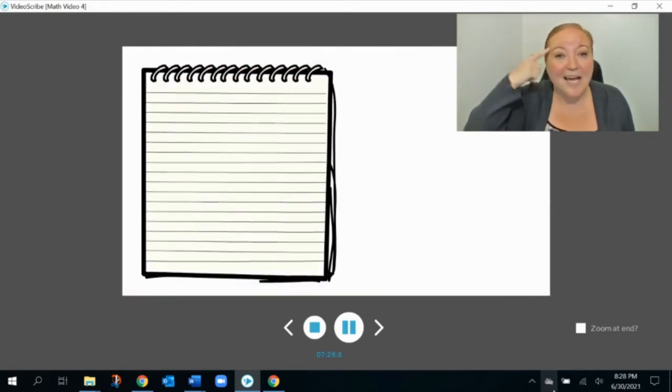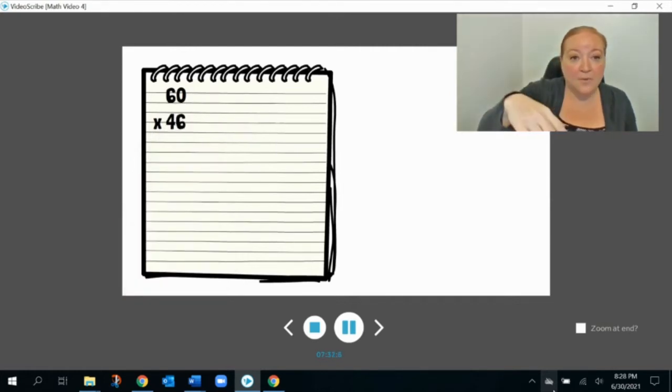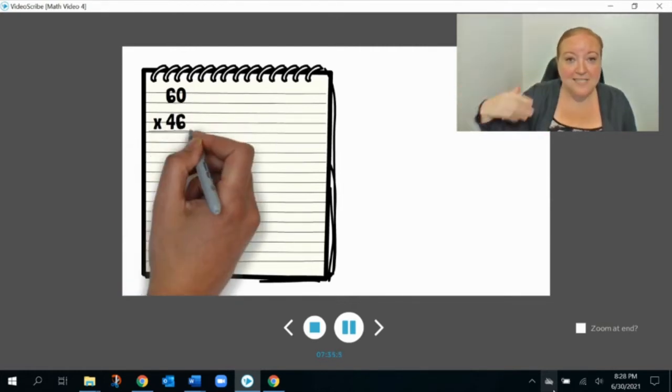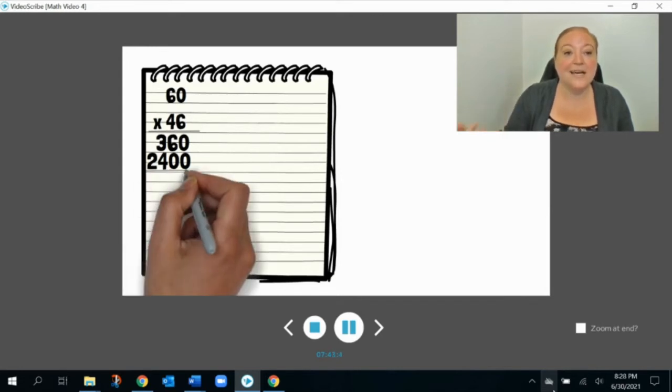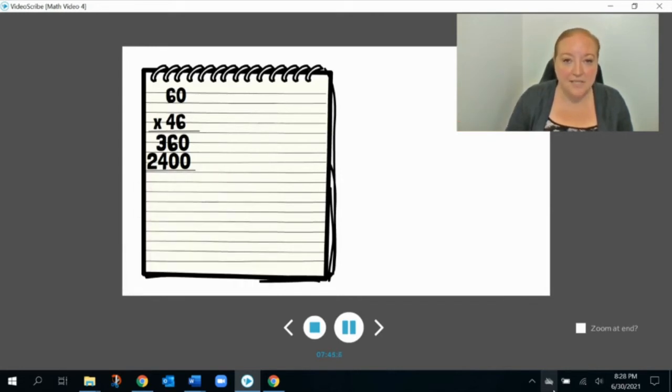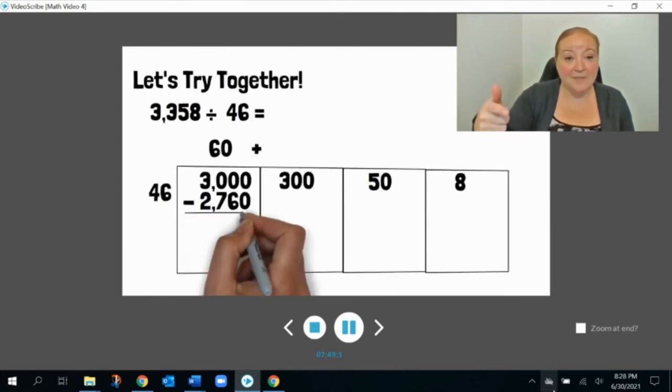But let me tell you, I don't do that mentally. I use my pencil and paper. So go to your notebook and multiply those together. You're going to want to use your tools. There's a reason why you have them. Okay, so I'm going to do it. I'm going to double check, make sure. Yes, it is 2,760.